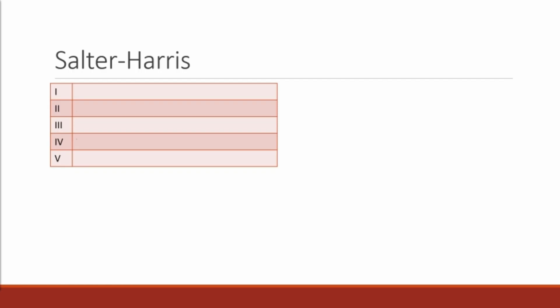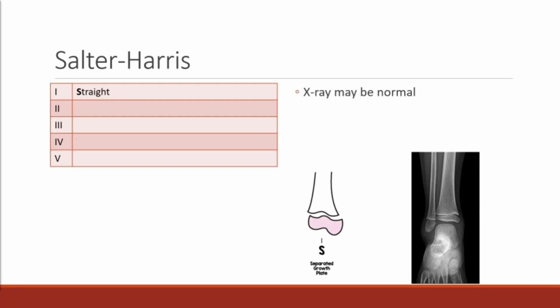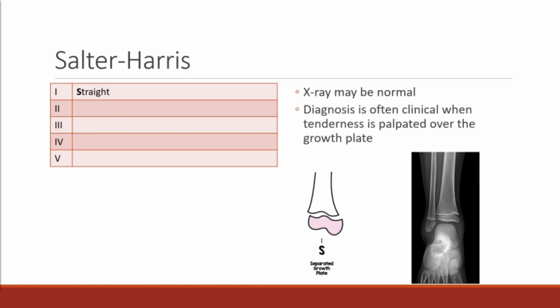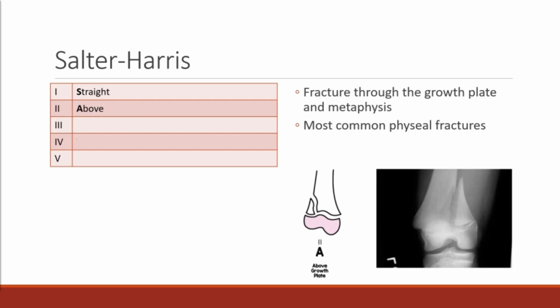So let's review. A Salter-Harris 1 fracture is a fracture that is straight through the growth plate. And in these, the X-ray can be normal, as seen right here. The diagnosis is often clinical, and when there's tenderness to palpation over the growth plate in the setting of a normal X-ray, we'll call that a Salter-Harris 1 fracture. Salter-Harris 2 fracture is above. So it's fracture through the growth plate as well as the metaphysis. This is the most common physeal fracture, and it has a very good prognosis.